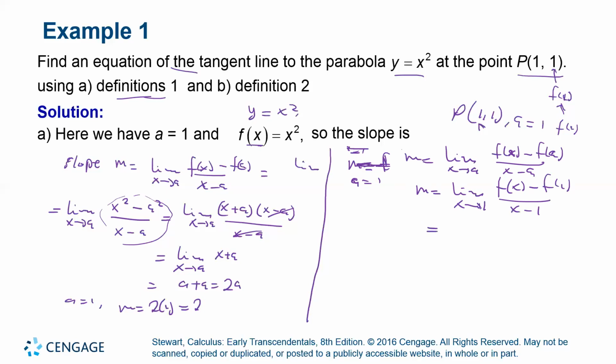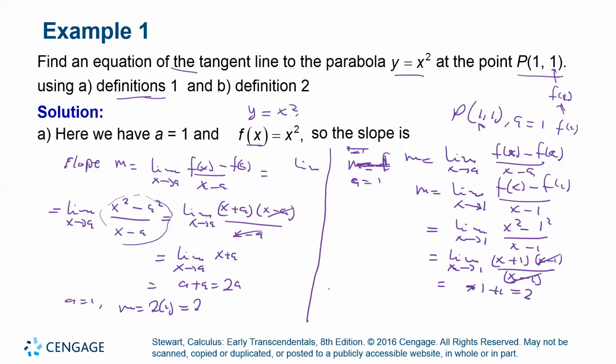Now, if you have this, then it's the limit, x goes to 1, of x squared minus 1 squared, because f of x is x squared, divided by x minus 1. And then, when you simplify, x approaches 1, you have x plus 1 times x minus 1 divided by x minus 1. See that cancels out, and then as x approaches 1, you have 1 plus 1, which is 2.